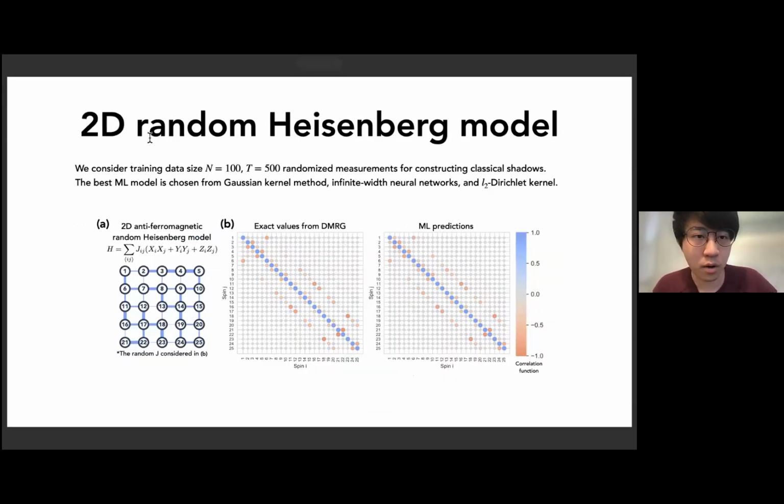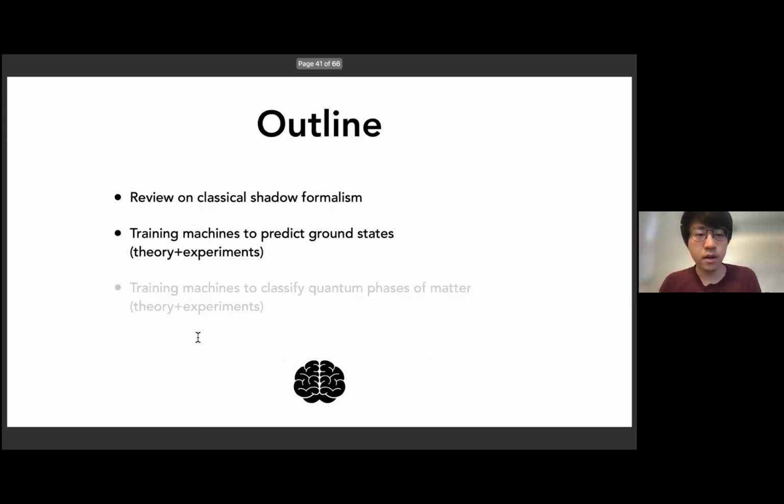Similarly, for the two-dimensional random Heisenberg model, I'm not entirely sure about the gap. It could be true that the gap might become kind of small, but nevertheless, we see that the ML prediction is very accurate. Here we're just showing one example, but we've generated many different Heisenberg models, and we see that the prediction of the ML model is pretty good across all these different realizations of the random Heisenberg model. So I hope that answers the question. That concludes the second part of the talk.